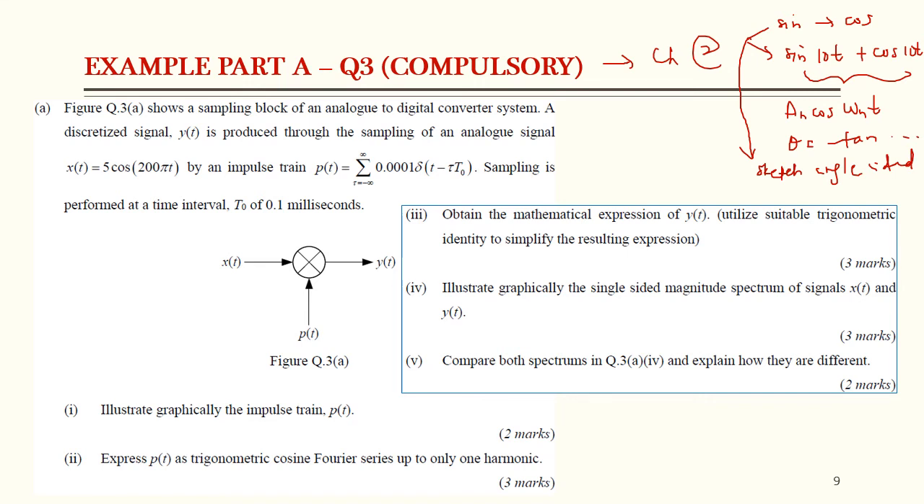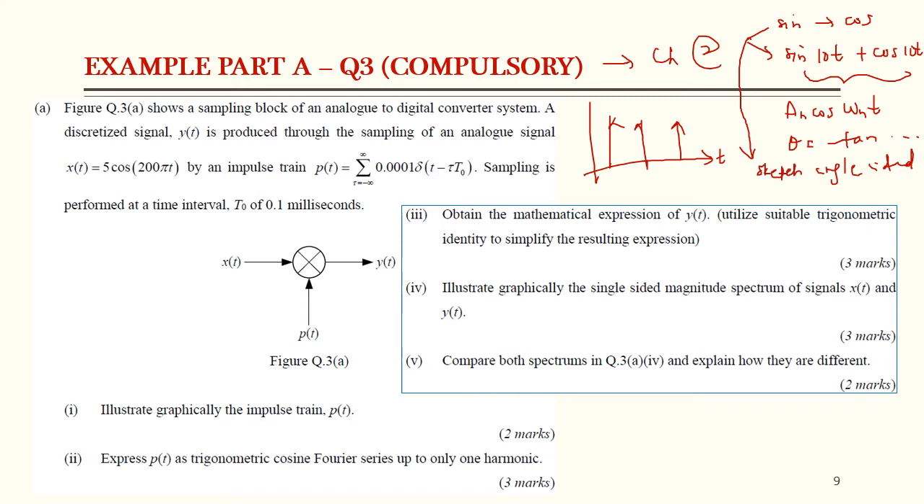Okay, if it mentions spectrum, meaning the signal in the frequency domain. Okay, this is the spectrum. Either it is single-sided or double-sided. Single-sided is for sine and cosine, or it is also called trigonometric. And for double-sided, it is in exponential form.